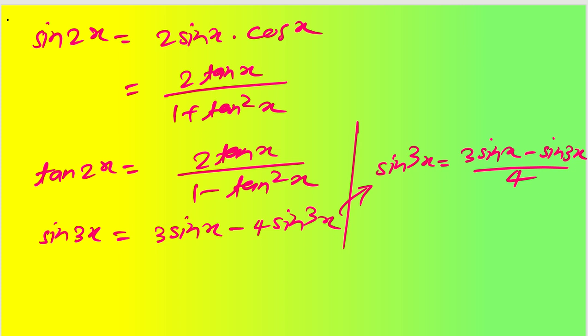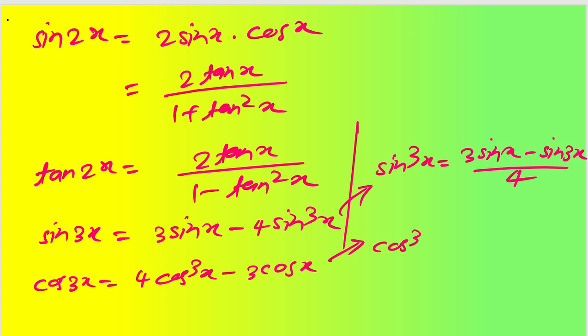Similar to that, one more will be cos 3x is equal to 4 cos cube x minus 3 cos x. Here also you can write cos cube x will be equal to 3 cos x plus cos 3x by 4. So 3 cos x plus cos 3x by 4. So similar to sin cube x, we have cos cube x. Okay, so we have seen sin 3x, cos 3x.